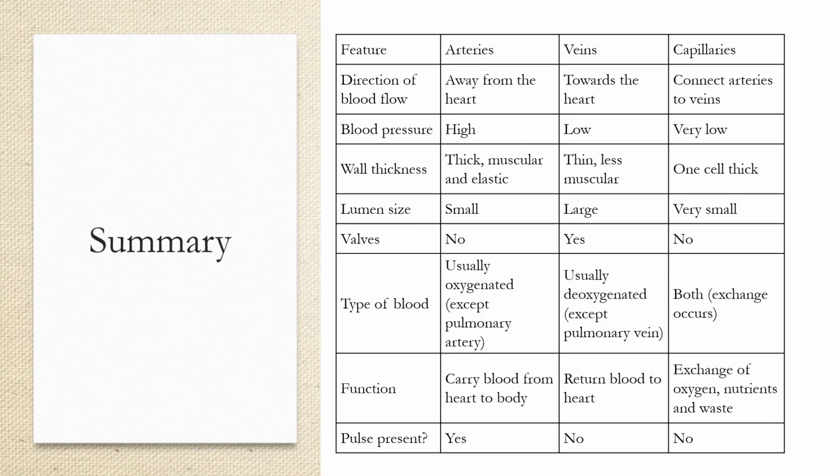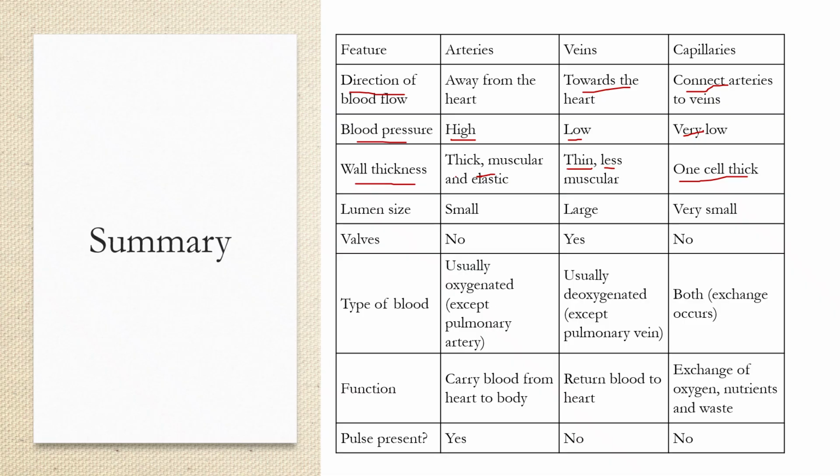Okay students, here is the summary. The first point is direction of blood flow. Arteries, we know, carry blood away from the heart, veins towards the heart, and capillaries connect arteries to veins. Blood pressure, the second point: in arteries it is very high, that's why we can feel the pulse. In veins it's low, in capillaries very low. Next, wall thickness. Arteries are thick, muscular and elastic. In veins it is thin and less muscular, but in capillaries it is one cell thick.